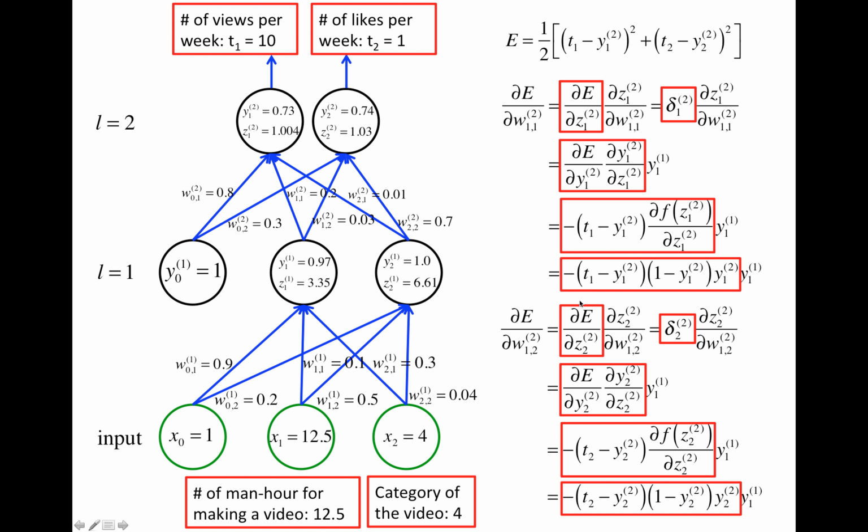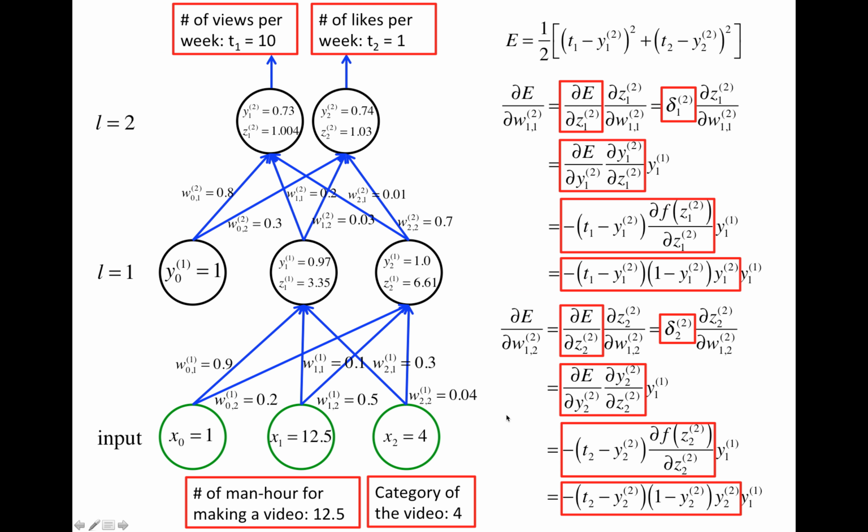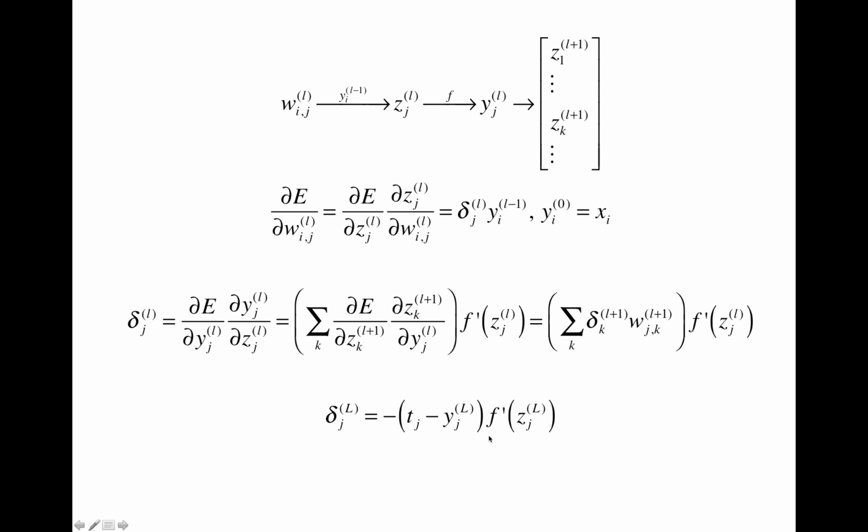So here you have minus t1 subtracted y21, minus t2 subtracted y22. That's this term here. And then you have the derivative of the nonlinear function. That's the deltas. Once we got the deltas, the derivative with respect to the corresponding weight is just the delta multiplying with a y.